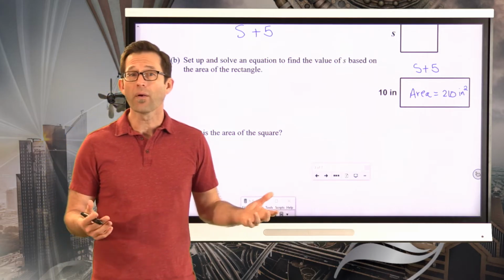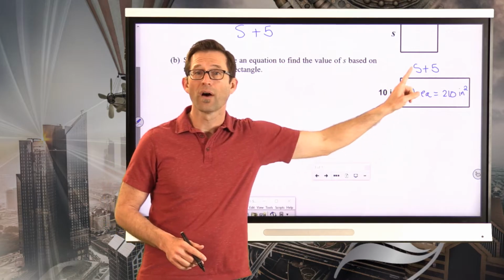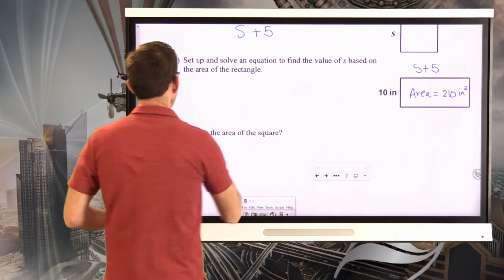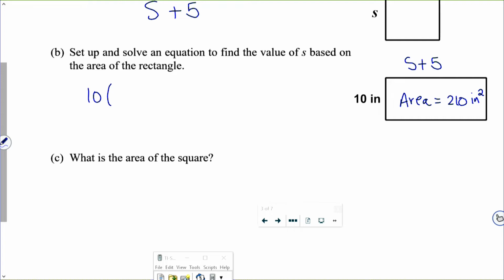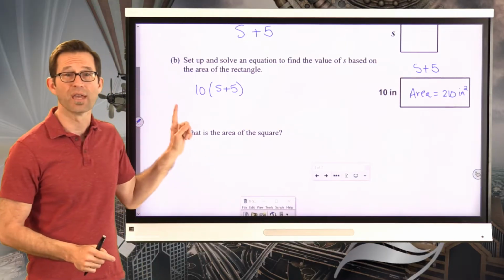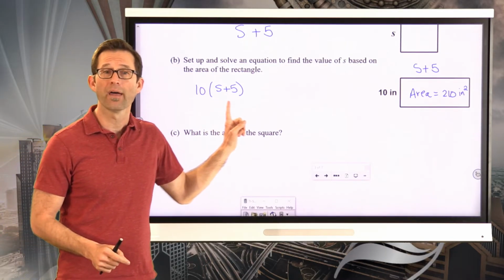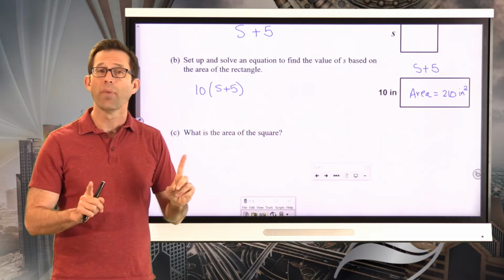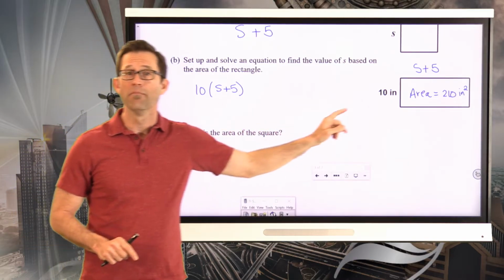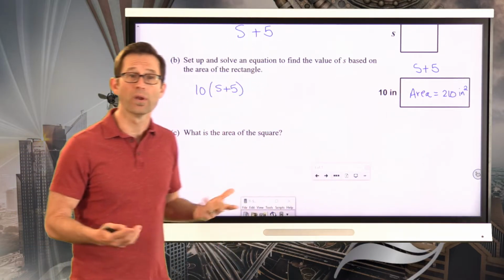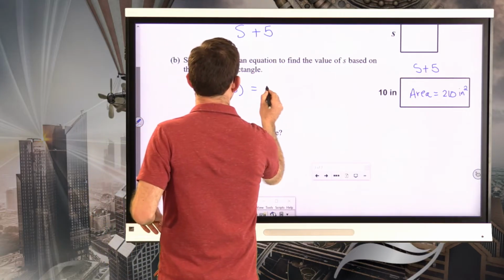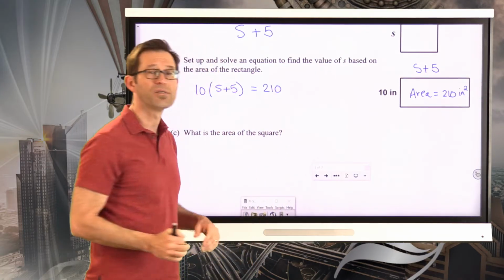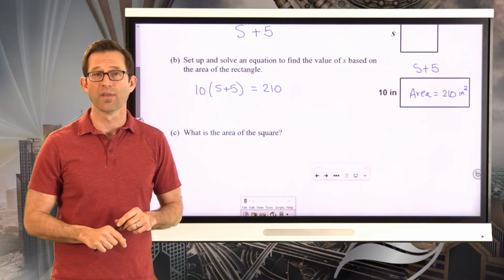All right, well, the area of any rectangle is its width times its length. So if I were just to write down an expression for the area, it would be 10 times s plus 5. That is how we find the area of a rectangle. We take one of its dimensions and we multiply it by its other dimension. Length times width, width times length, doesn't really matter. But we know that this product must be equal to the area of the rectangle. We know it must be 210. All right, and there's the equation that models the information that they gave us.